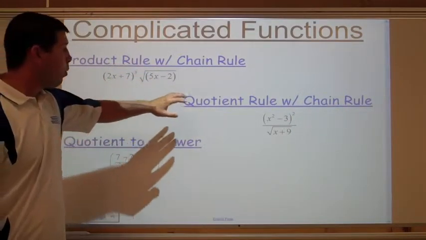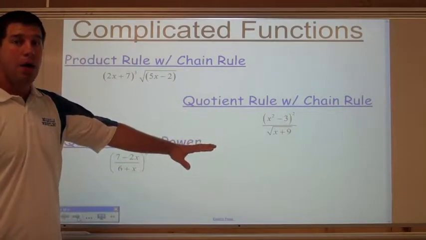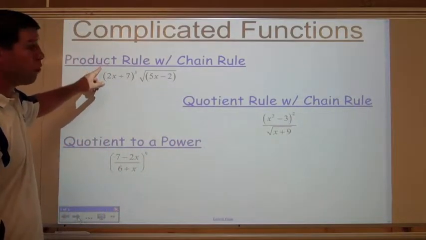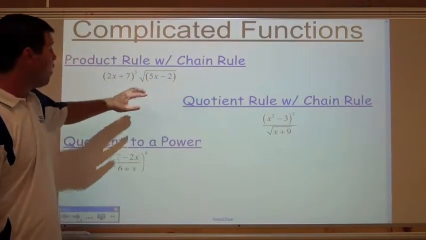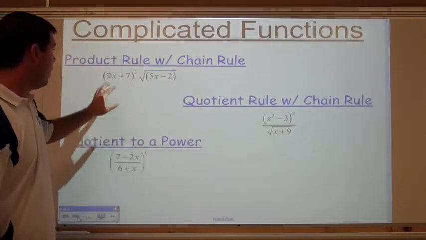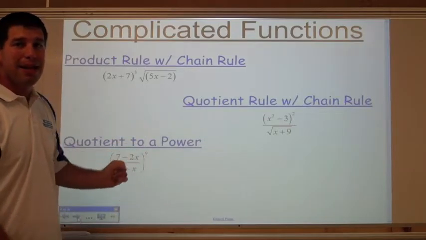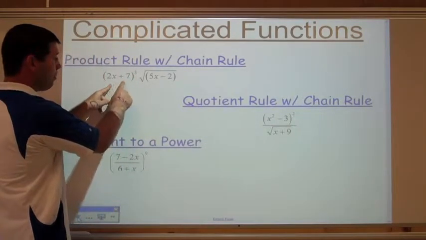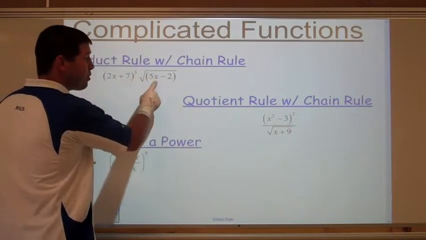The product rule and the quotient rule are still going to be applied. We're just going to have to involve the chain rule with those. Product rule with the chain rule involved. So I have two factors multiplied together. I can't distribute through or anything like that to make this simpler, so I have to use the product rule. First, 2x plus 7 cubed times derivative of the second.